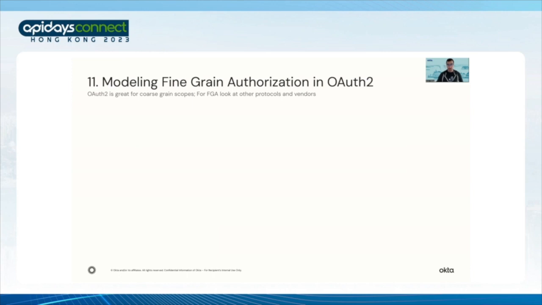The other thing I've seen, again a misuse of OAuth2, is using OAuth2 for fine-grained authorization, meaning that I want to have the very detail of what this user can do embedded into the access token. Again, that's not what OAuth2 was initially designed for, and there are other protocols, standards and vendors out there that are best suited for your fine-grained authorization models. So the scopes that you put in OAuth2 should be intended for coarse-grained, not fine-grained.